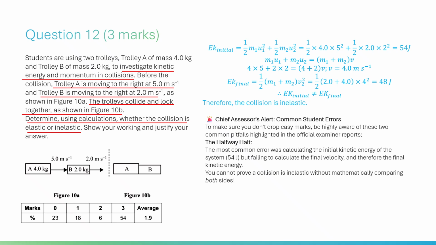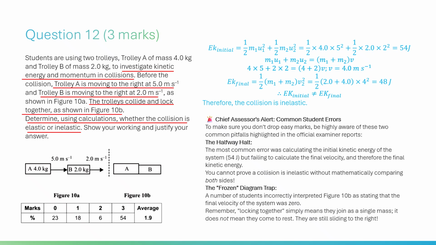The frozen diagram trap. A number of students incorrectly interpreted Figure 10b as stating that the final velocity of the system was 0. Remember, locking together simply means they join as a single mass, it does not mean they come to rest. They are still sliding to the right.